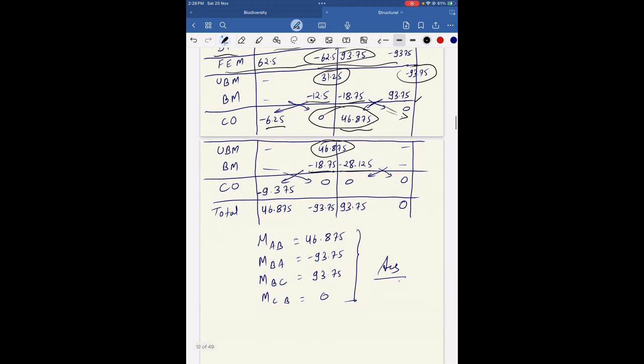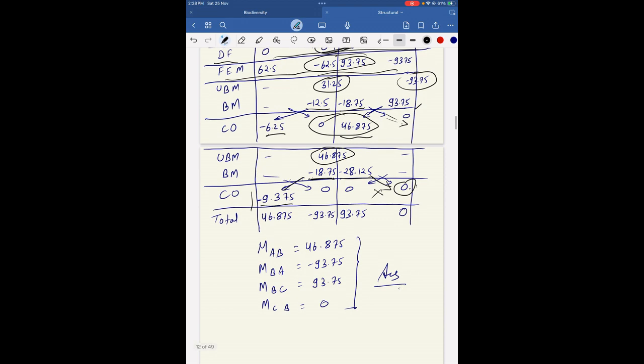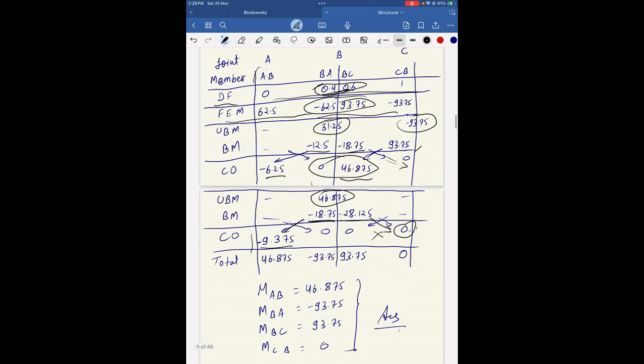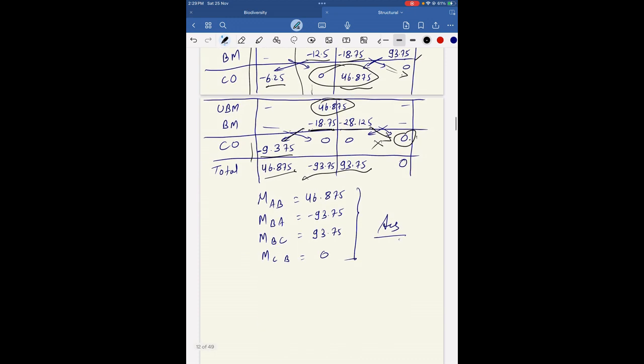And again, half of the moment does not go to this side because it is a pin joint, and half of the moment comes to this side because it is fixed, so 9.3. After that we sum all the moments of this part, and it comes out to be 46, and again through this and this, so the total moment of this beam comes out to be this.